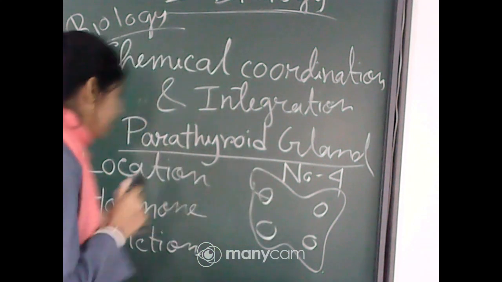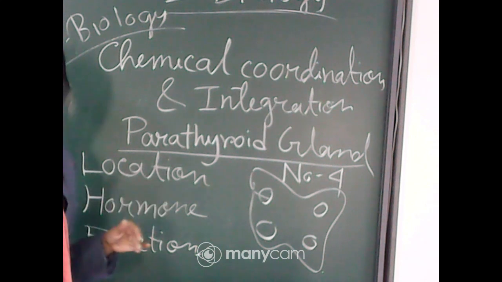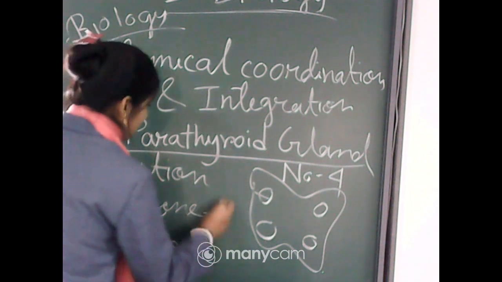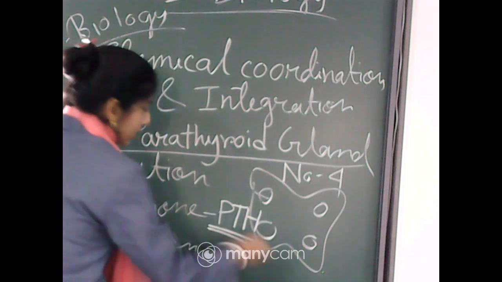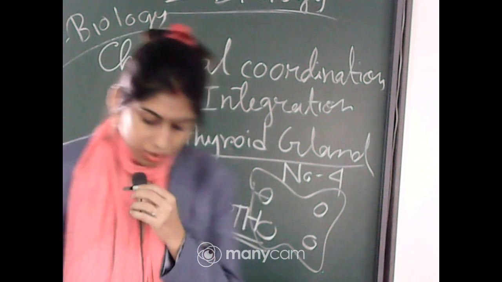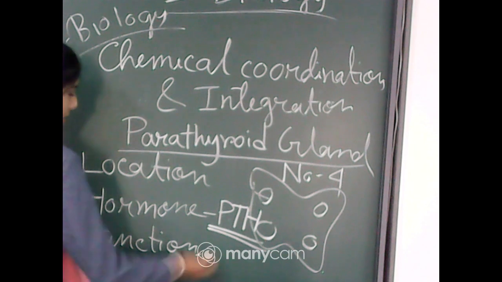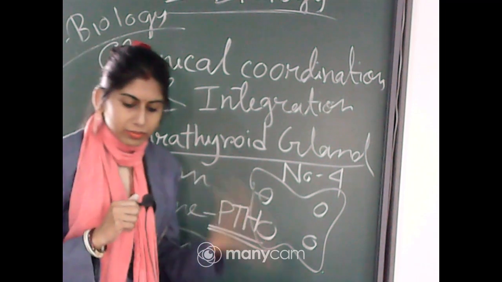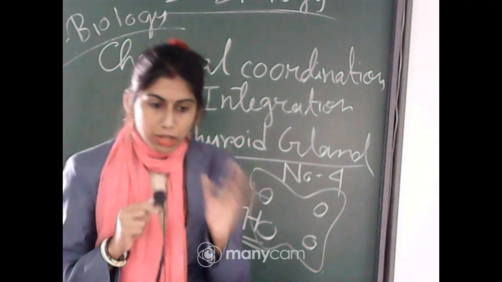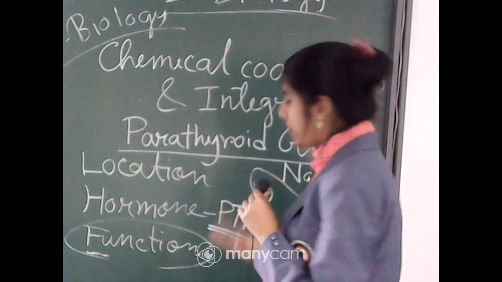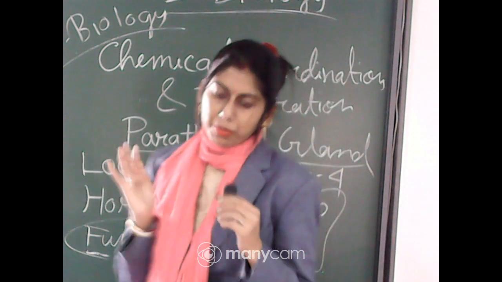Now what is the name of the hormone which is secreted from the parathyroid gland? The hormone secreted from the parathyroid gland is parathyroid hormone, or in short we can write PTH. What is the full form of PTH? Parathyroid hormone. Now the next part is the function. What is the function of parathyroid hormone or PTH? The secretion of PTH is regulated by the circulating levels of calcium ion, so the secretion of PTH is dependent on the level of calcium.